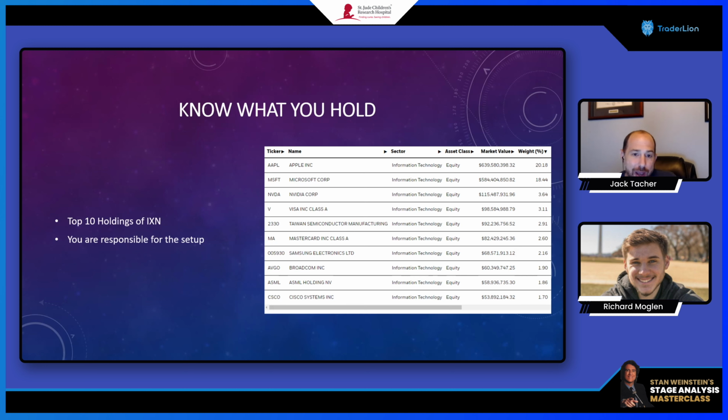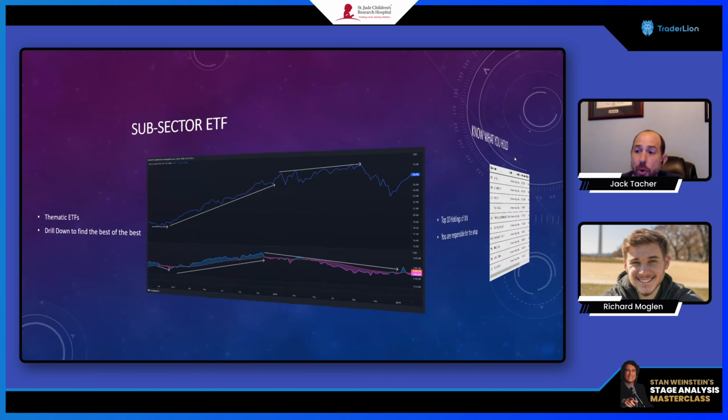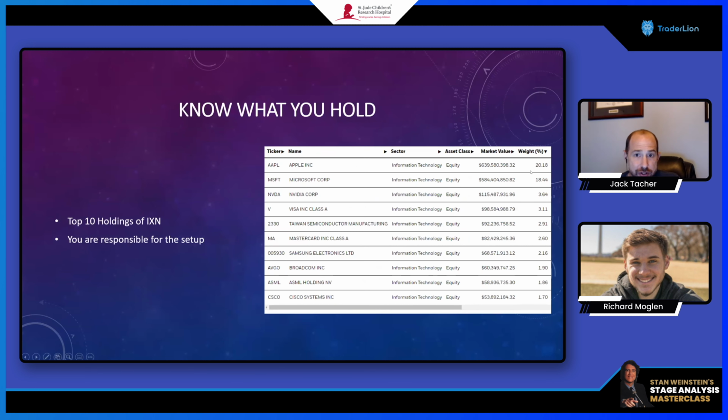Know, is it equal weighted? Is it cap weighted, right? Who can bully this around, right? I mean, if you see here, this is IXN, and Apple and Microsoft, holy cow, right? There's a 38.5%. That's huge, right? Huge. So you have to know what you're doing as far as what you're holding, even if you're just buying on the ETF level.